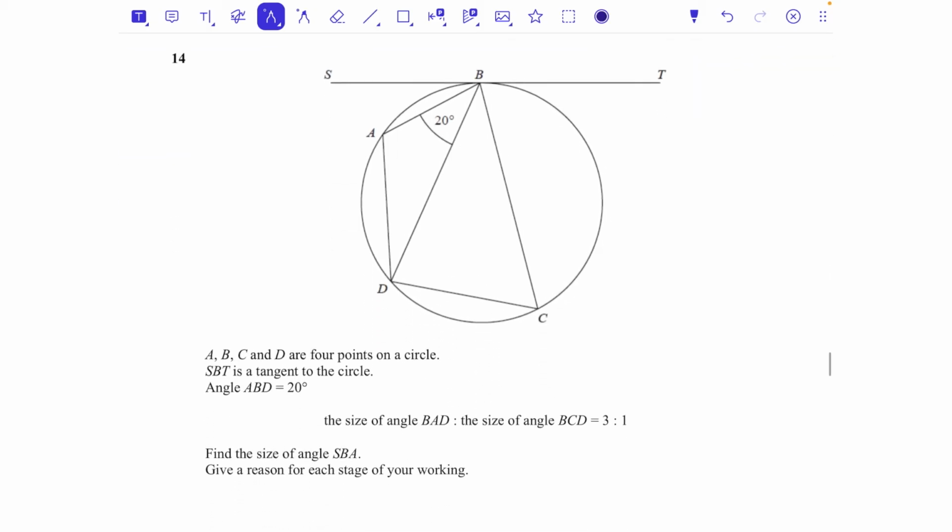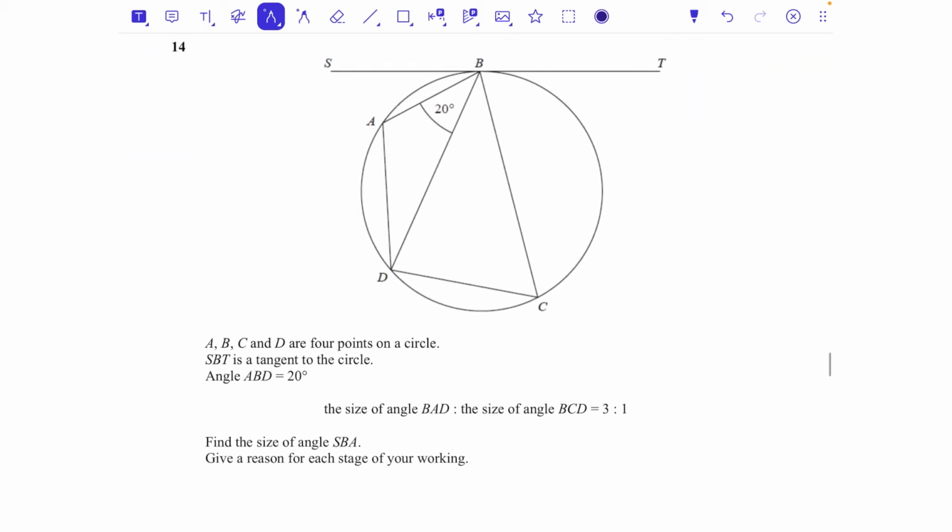Okay, question number 14, and we have circle theorems here by the looks of it. A, B, C and D are 4 points on a circle. SBT is a tangent, and angle ABD is 20 degrees, which is labelled on there for us. The size of angle BAD, so this angle here, and the size of angle BCD, which is this one here, is in the ratio 3 to 1. So this one is 3 parts, let's put 3x, and this one is 1 part, so we can put 1x there. So BAD to BCD.